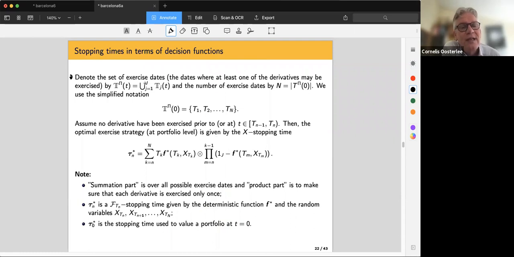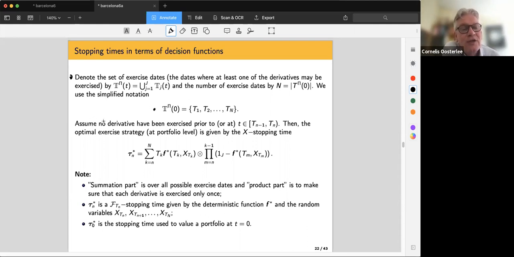So we have a set of exercise dates, the dates where at least one of the derivatives may be exercised, and that's T pi. It's the union of all T's. And we have the number of exercise dates, that's the number in T pi, and that would be N. We simplify the notation, but I don't want to dwell too much upon the details of the work. I just want to convey the message, basically.